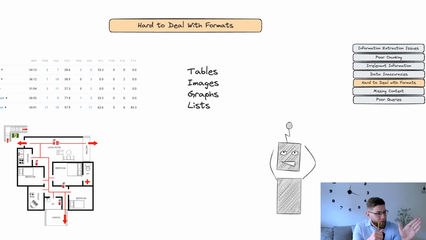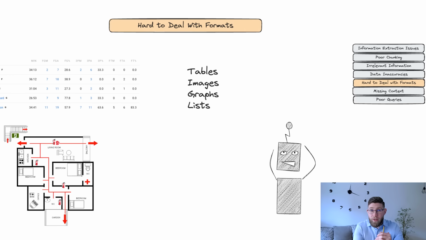So here I have an example of a table, and I have an example of an image, an evacuation plan. And imagine a large language model is asked a question: what is the best path to exit the building in case of a fire? And it needs to understand the information present in that image. Now, this is not very easy.